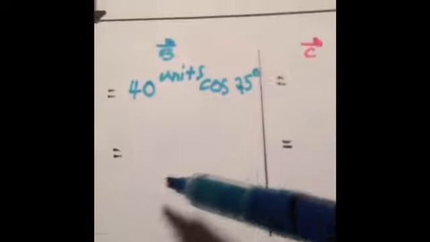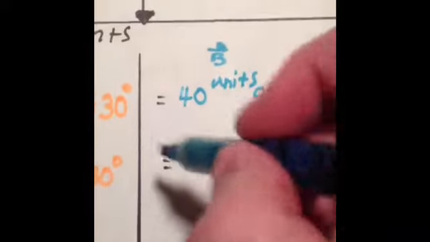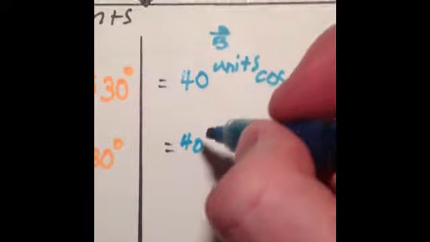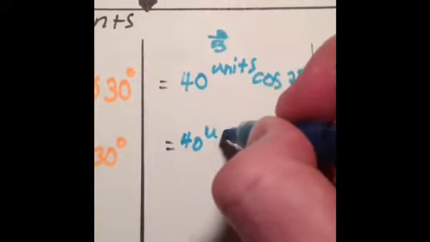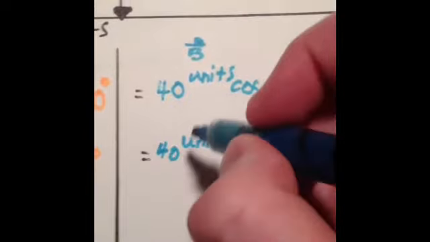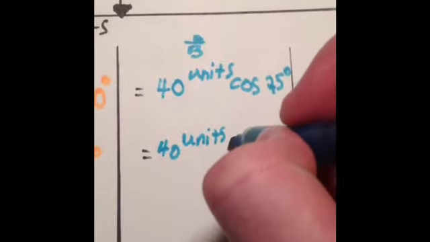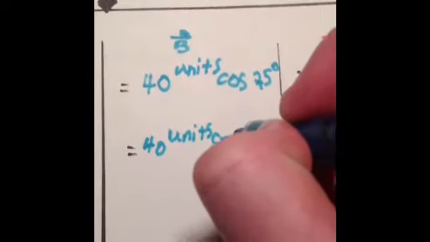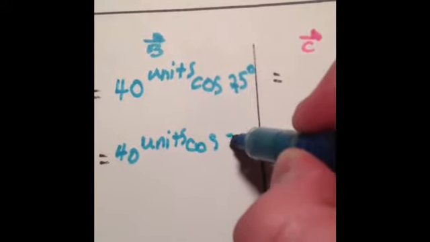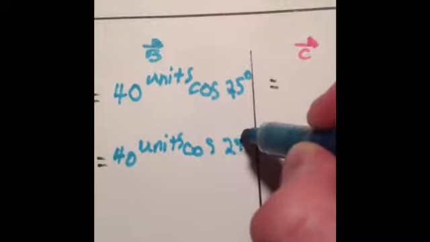So you come over here, component y, go to your vector B column, and do 40 units times the sine of 25 degrees, like so.